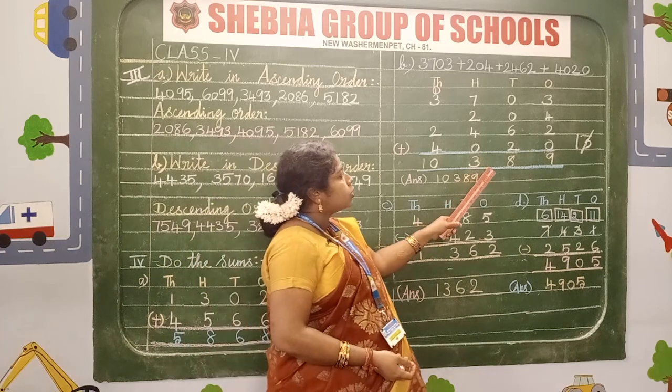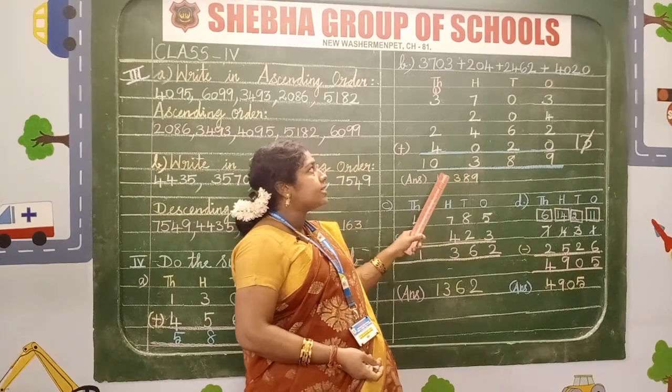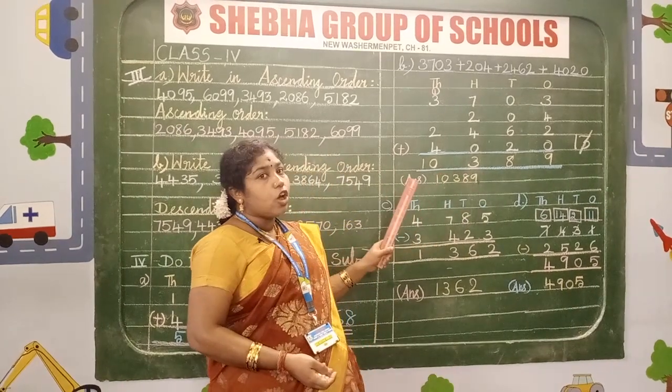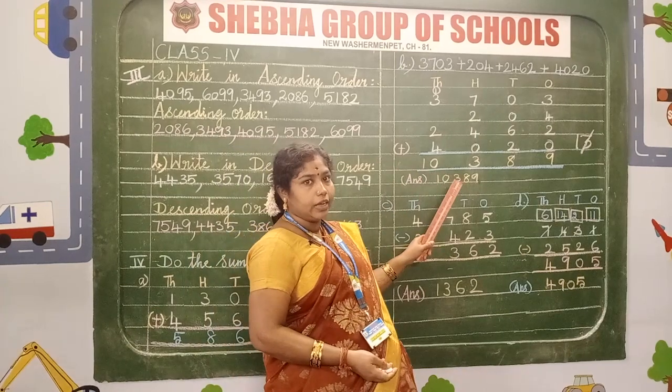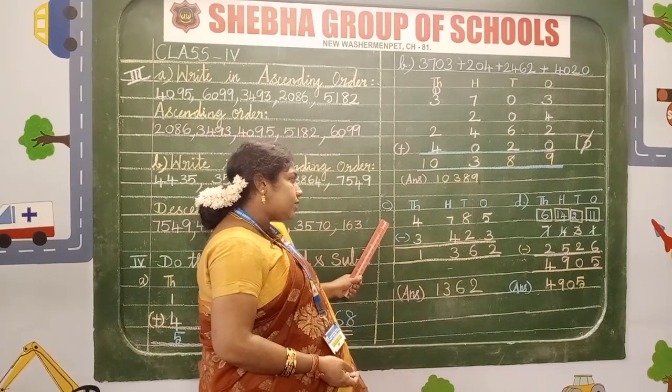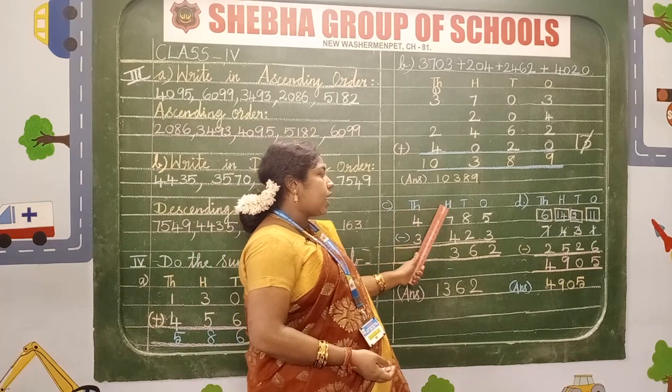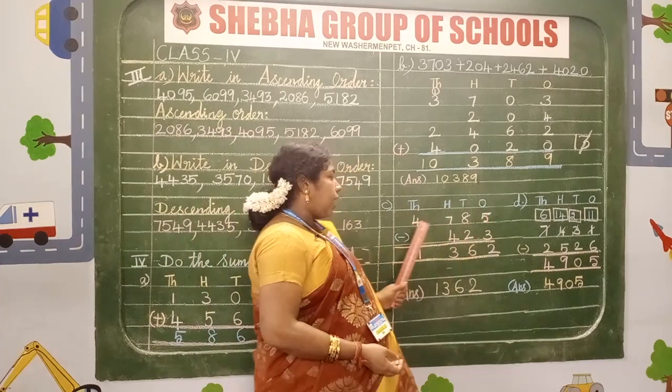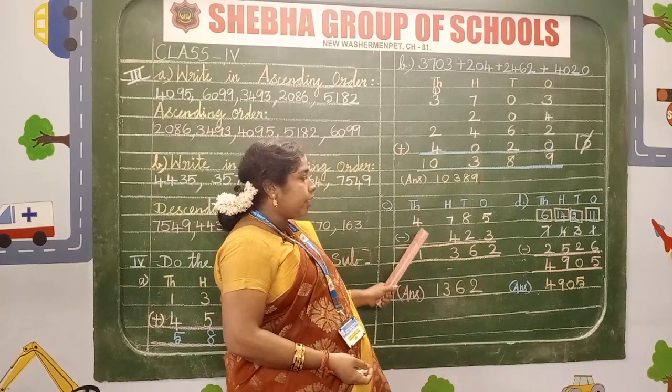Children, what you observe from this sum? Yes, it is a carrying sum. So addition with grouping. Clear? Now we move on to the C sum. So thousands, hundreds, tens, ones. Again, write the numbers properly.